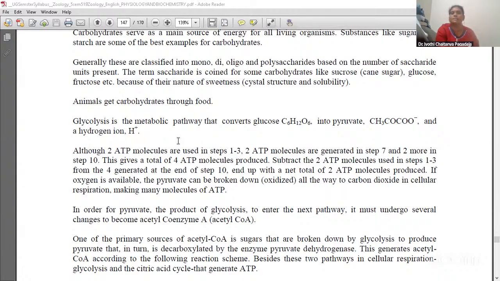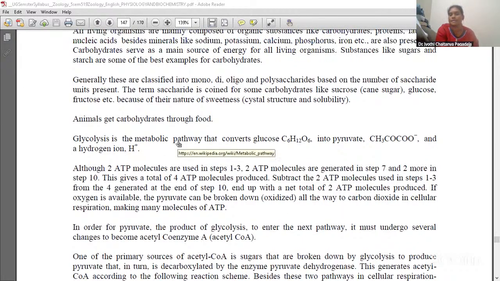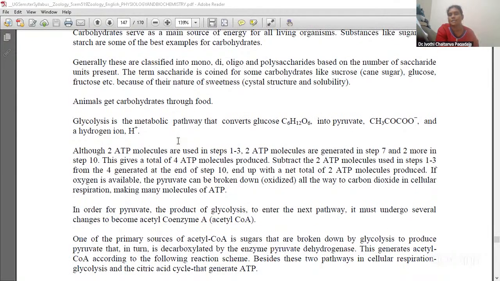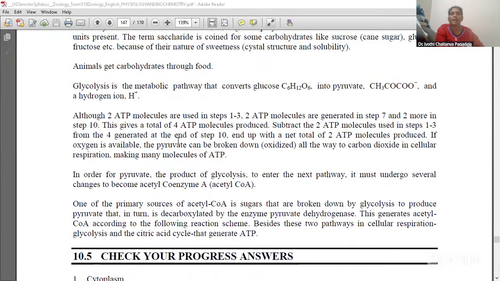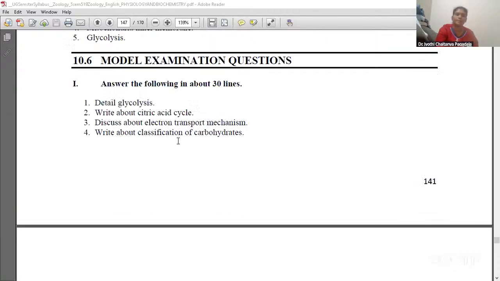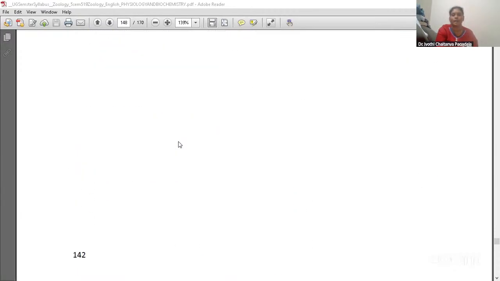pyruvate takes place for the releasing of energy from carbohydrates in the cellular respiration, that is through the glycolysis. So here the primary source of acetyl-CoA is the sugar that is broken down by the glycolysis to produce the pyruvate. Besides these, two pathways in cellular respiration, one is glycolysis, the other one is citric acid cycle, that generate the ATP. This is about the carbohydrates.